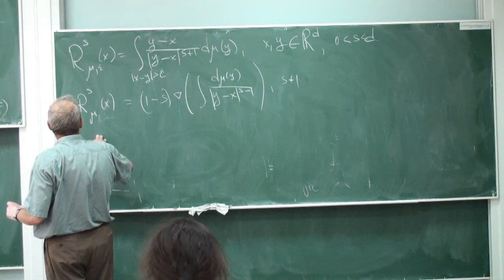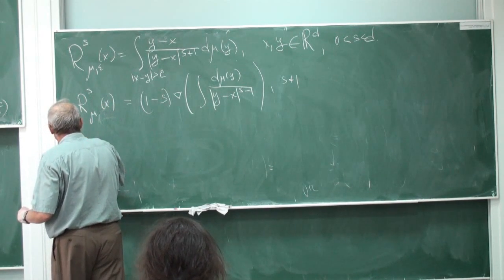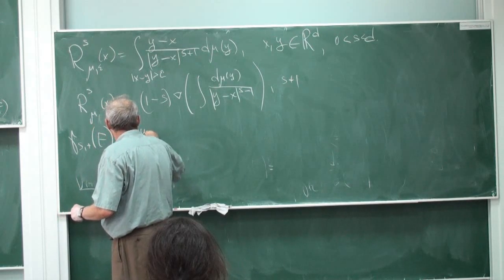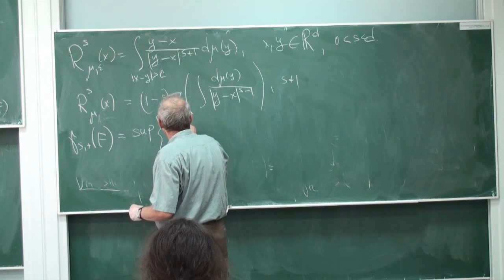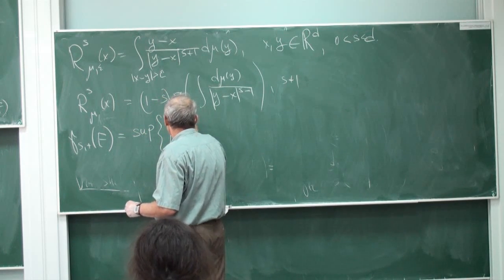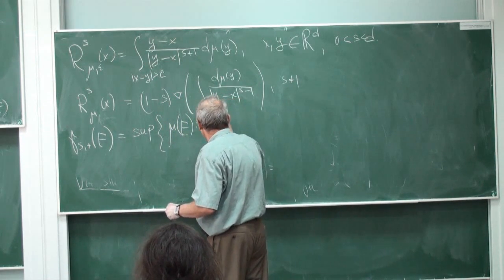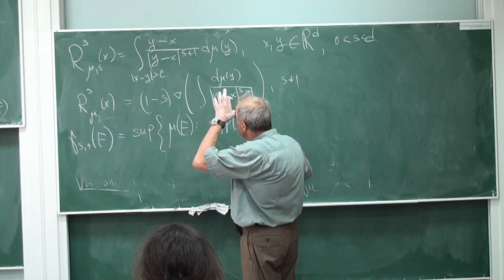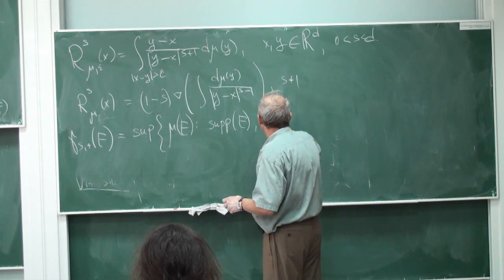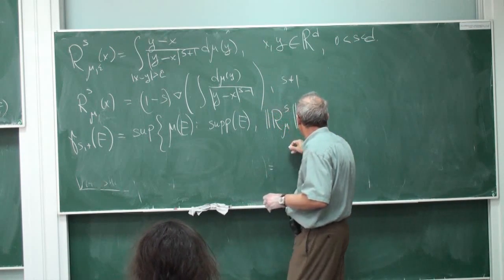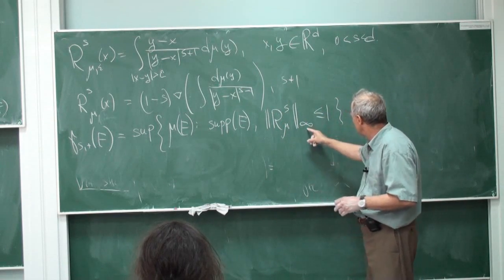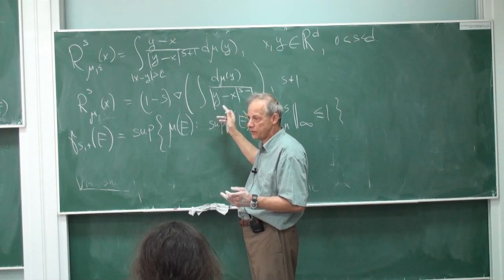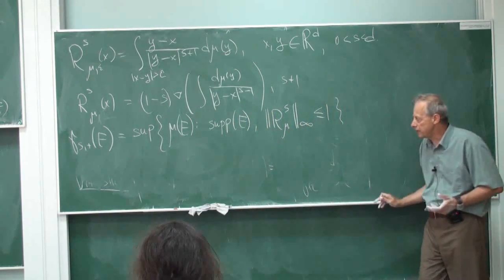Now, by gamma s plus capacity, we understand the supremum of mu of E, where the supremum is taken over all measures supported on E, and such that our Riesz transform is bounded by 1 in the L infinity norm with respect to the Lebesgue measure. Because s is less than d, this potential converges almost everywhere with respect to the Lebesgue measure, so no problems to define this capacity.